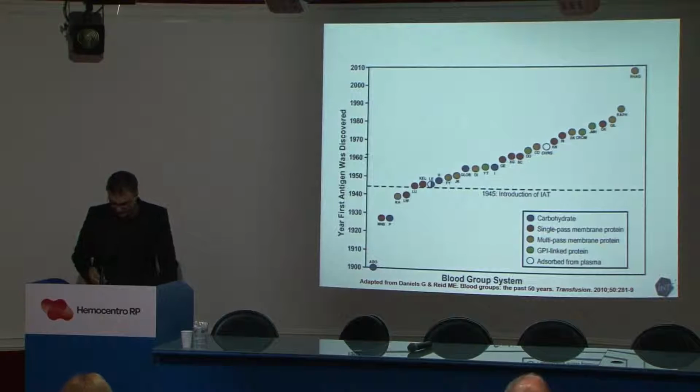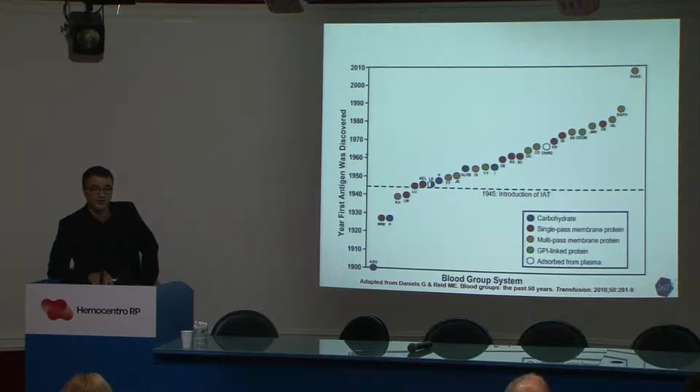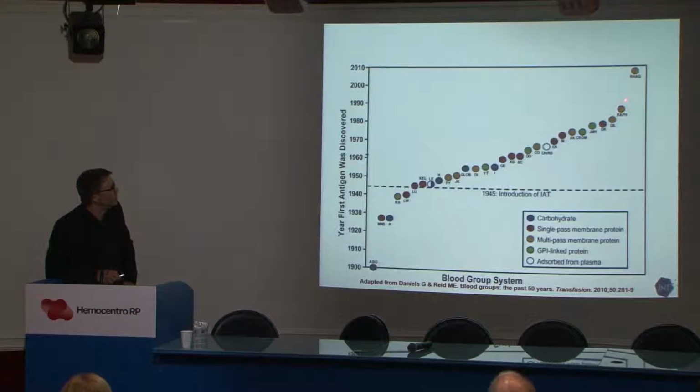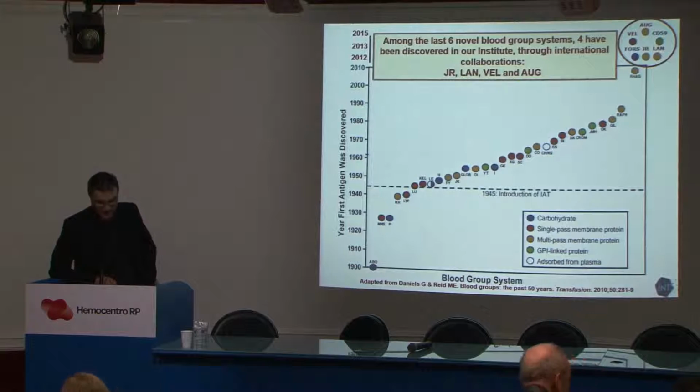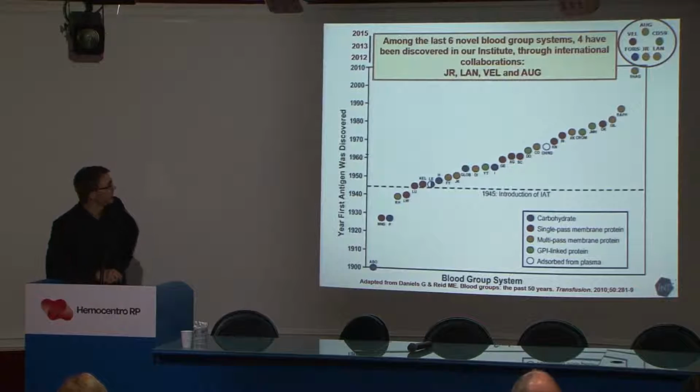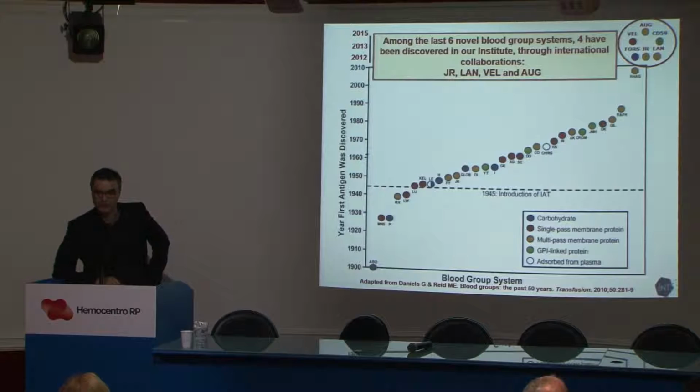This shows the evolution of the findings of blood group systems from the ABO here until RAG in 2010. And as you can see here, it took about 20 years to find a new one here. And what is quite spectacular is that in less than 3 years, 6 new blood group systems have been discovered. And among those, 4 have been discovered in our institute, thanks to an international collaboration, of course.